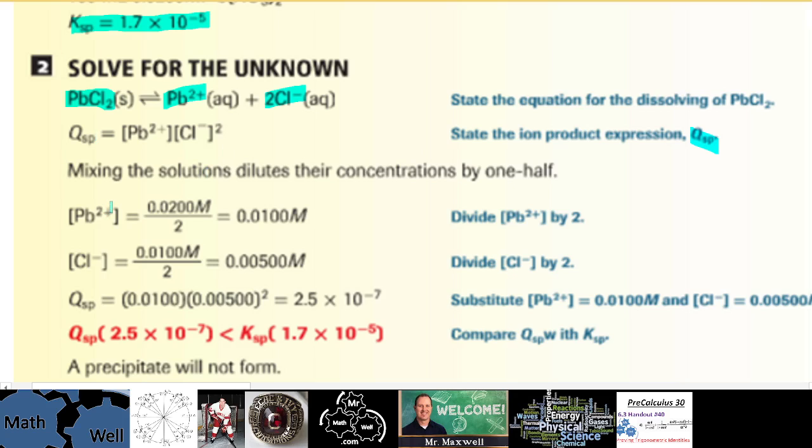This is maybe the tricky part. We have to find out what the concentration is of each of these ions.